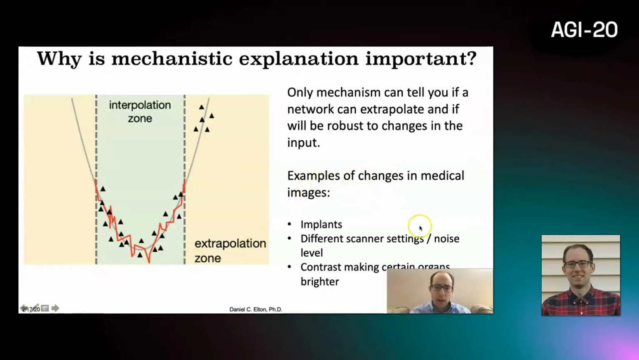And by understanding mechanism, we can also understand how robust the model might be to anomalies which might arise in the real world. So for instance, in medical imaging, there are many anomalies that can come in, like having implants or different scanner settings or contrast in different organs. And if we had a firm grasp of how these black box models were working, that would help us to be able to trust that they are going to perform well in the field.